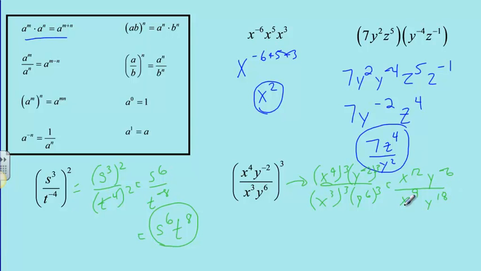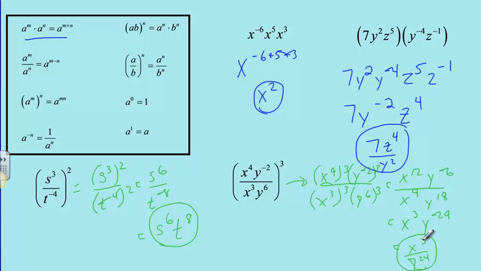Now I have x's here, same base, so I'm going to say 12 minus 9, that's x to the 3rd. Here I have y to the negative 6th over y to the 18th. Negative 6 minus 18 is y to the negative 24th. And the last thing I'm going to do is write it out so that x to the 3rd is on top, y to the 24th is on the bottom.